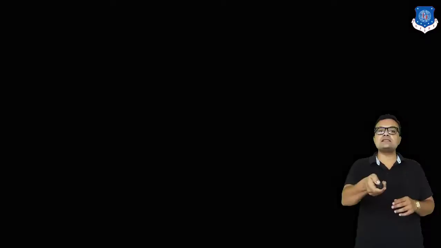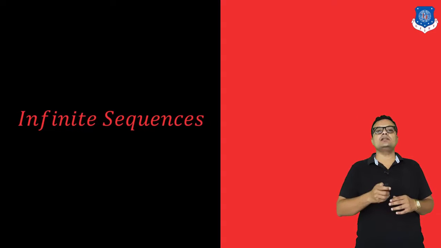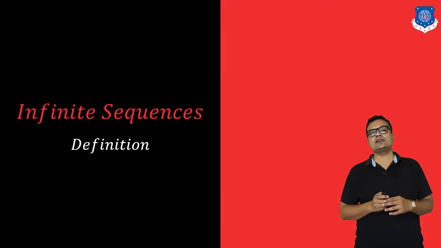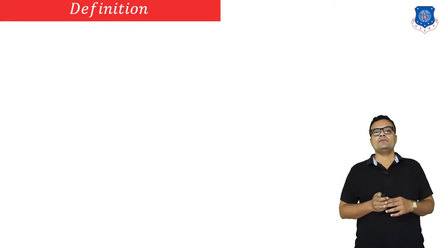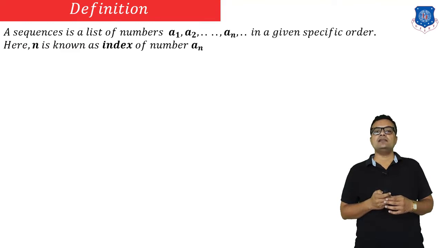So let us start our first part in this chapter, which is infinite sequence. In this infinite sequence, first of all, we are going to consider some definitions. Let us discuss first of all what we mean by sequence. If I consider a list of numbers a1, a2, and so on up to an, and if these numbers are considered particularly in some specific order, then it is known as a sequence.